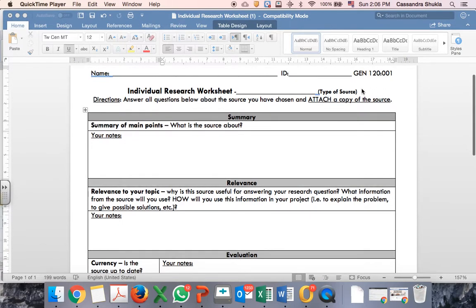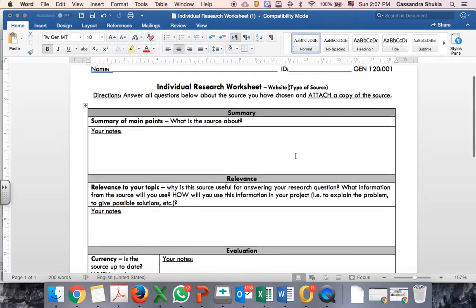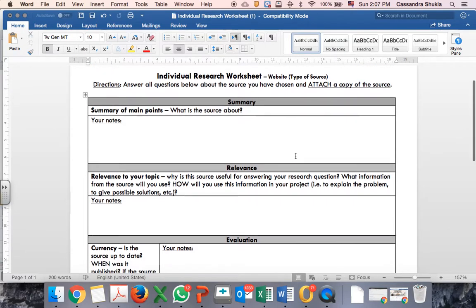Second thing, I want you to come up here. There's this blank. Go ahead and select it. And then tell me what type of source you're working with. So if you have a book, I would just write a book. If I have, let's say instead of a book, I chose to use a website, that's what I have. Okay, so what type of source, what category of source are you using? I don't need the name of the book. I don't need the name of the website, the author, none of that at this point.